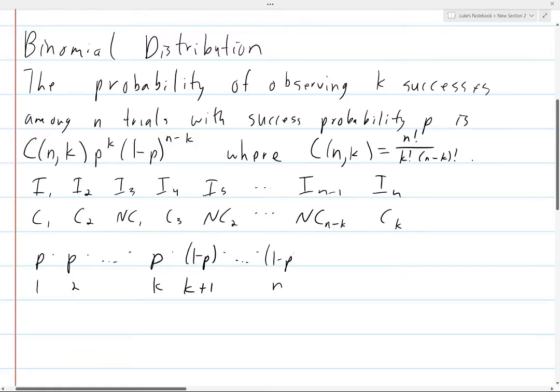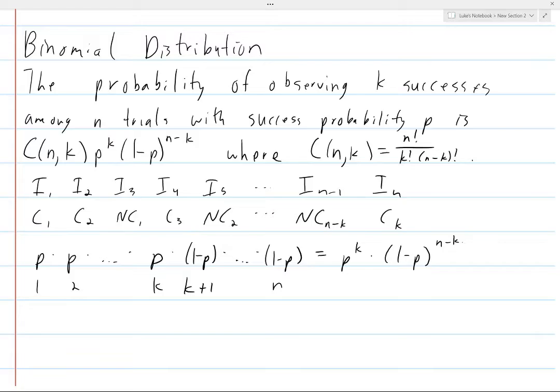So we have this. And so we have k successes, so that's p to the k, times we have n. Let's see, if we go from k plus 1 all the way up to n, then that's just like having all of the n and then subtracting the first k. So that's n minus k copies of 1 minus p. So this is 1 minus p to the power of n minus k. So that's how we get to the p. This is how we derive the p to the k times 1 minus p to the n minus k.